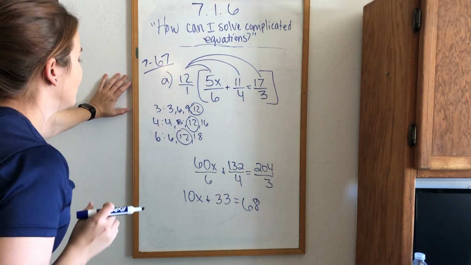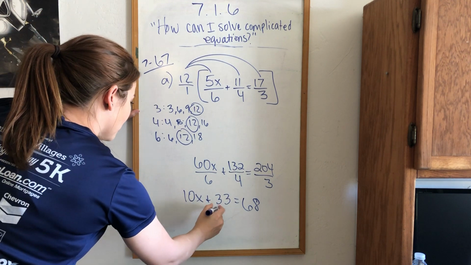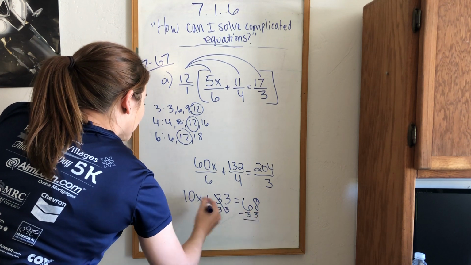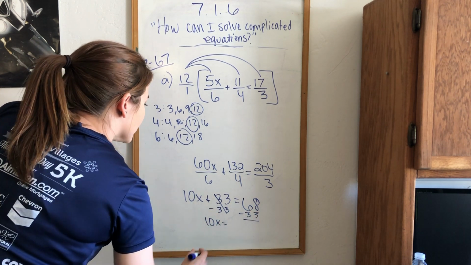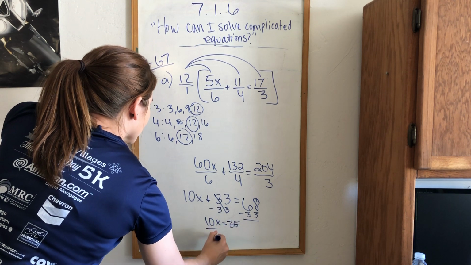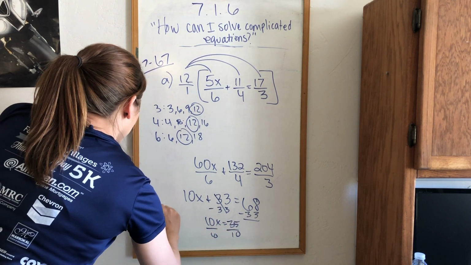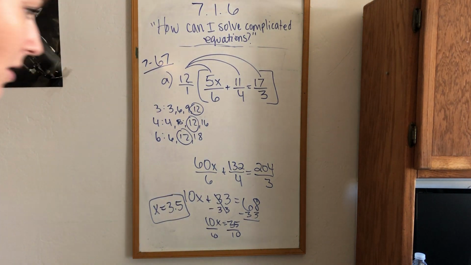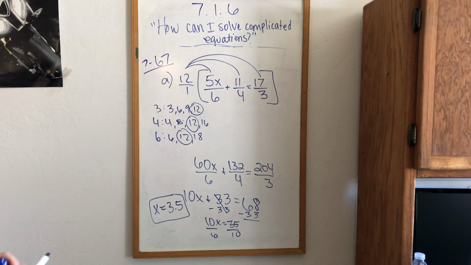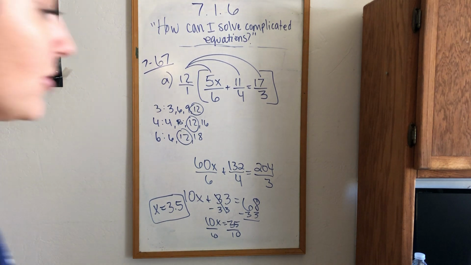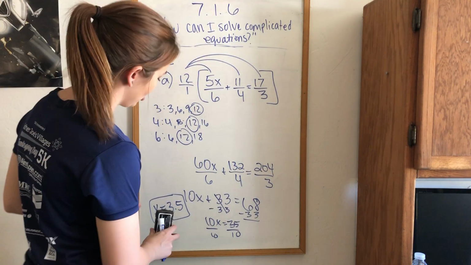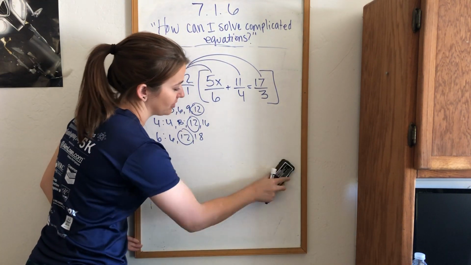Okay, now it's a nice, simpler equation with integers. Minus that 33 from both sides. Left with 10x equals, what is that, 35? Divide both sides by 10. x is 3.5. Okay, so that was part A of 767. You're gonna do B and C on your own. So same strategy, we're busting out the fractions by finding a common denominator. Okay, so that's part A, but you're doing B and C.